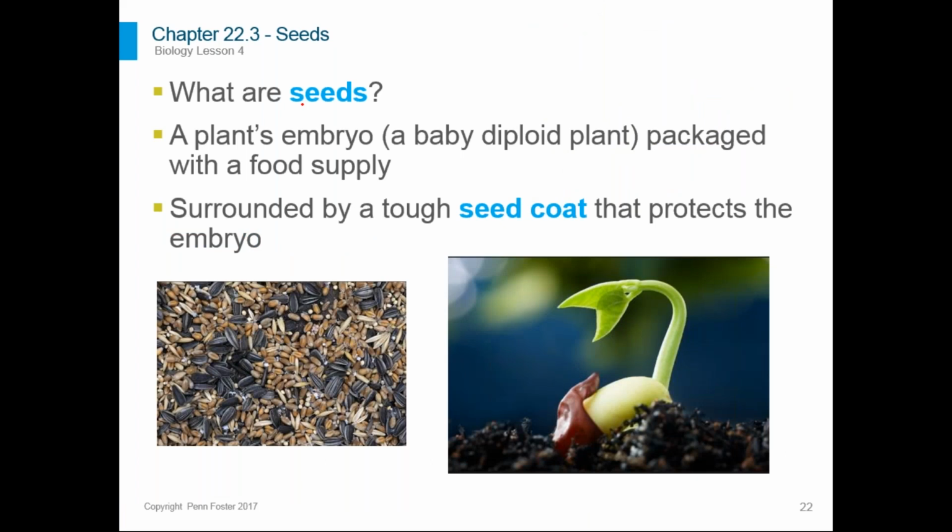So let's look into this some more. So what are seeds? Seeds are a plant's embryo. So it's a little baby diploid plant packaged in the seed with a food supply. The embryo is surrounded by a tough seed coat that protects the embryo.